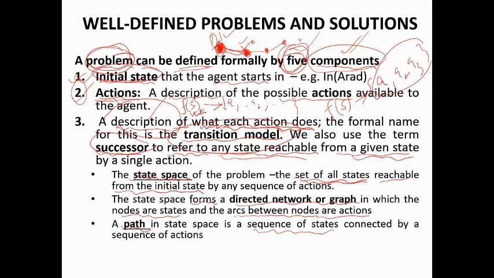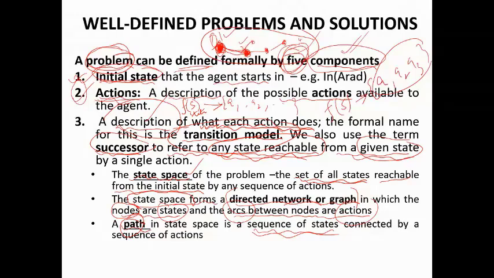So let's go to the state space. The state space is the set of all the states which are reachable from the initial state by a sequence of actions. The state space is a directed network or graph, like this. As I told you earlier, the nodes are states and the arcs, the links, are the actions. And the path is a sequence of states within the state space.